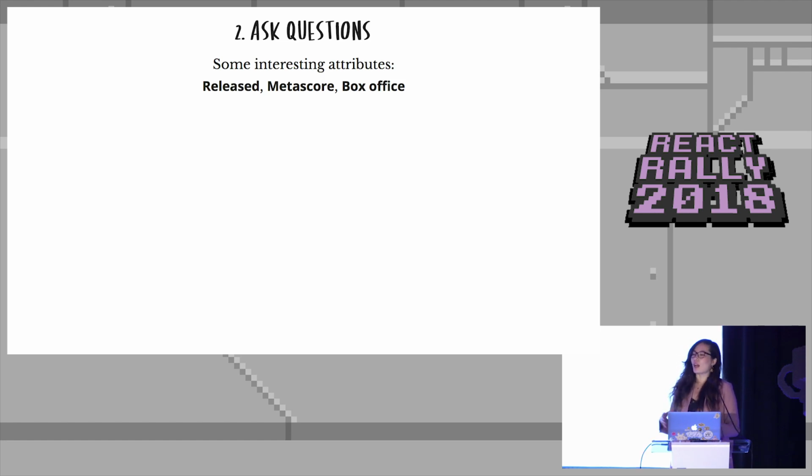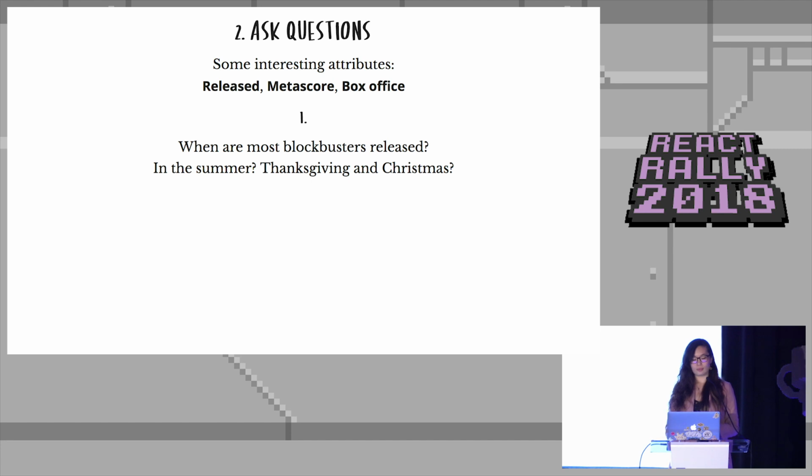I can take this list of attributes and zone in on just the ones I marked as interesting to help me formulate some questions. For this particular exercise, I'm going to concentrate on just 3 of the ones I marked as interesting: the attributes released, Metascore, box office. And with just these 3 attributes, I can come up with some questions that I think are really interesting, some curiosities. I can ask, when are most blockbusters released? Is it in the summer, during Thanksgiving and Christmas holidays?